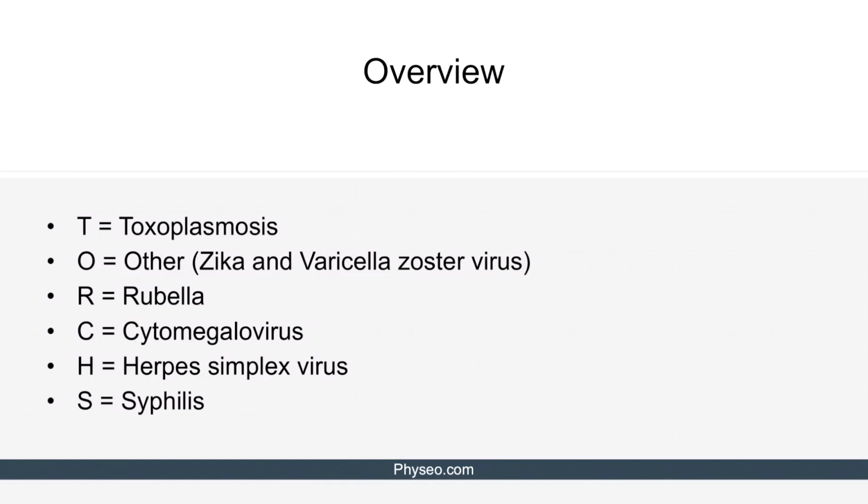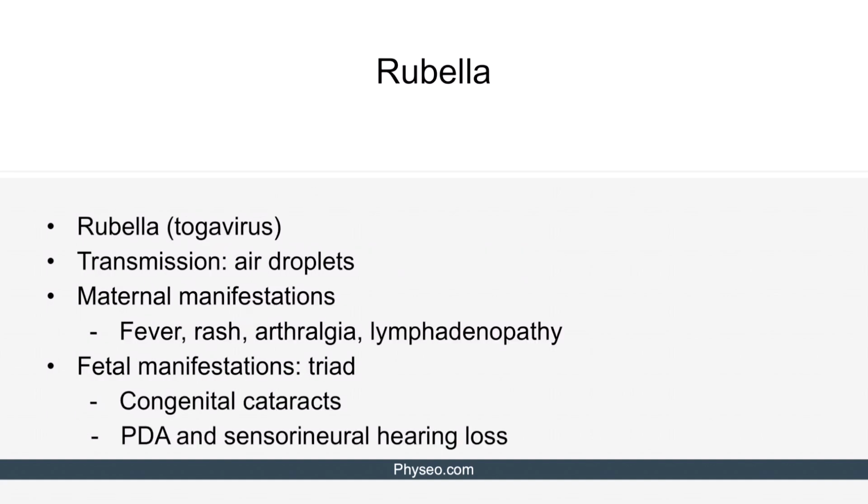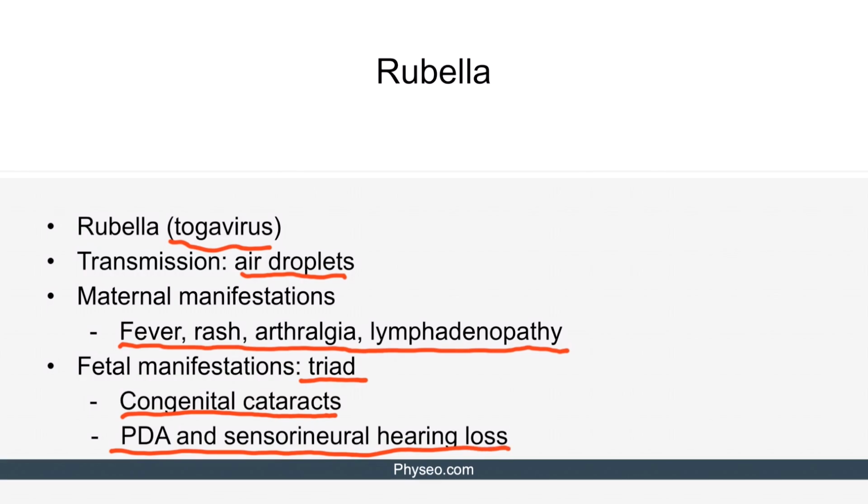So far, we've discussed the T and O. Now let's move on to the R in TORCHES, so rubella. Rubella is a togavirus. It's transmitted via air droplets. Maternal manifestations include a fever, rash, arthralgias, and post-auricular lymphadenopathy. Fetal manifestations are commonly characterized by a triad, including congenital cataracts, a patent ductus arteriosus, and sensorineural hearing loss.